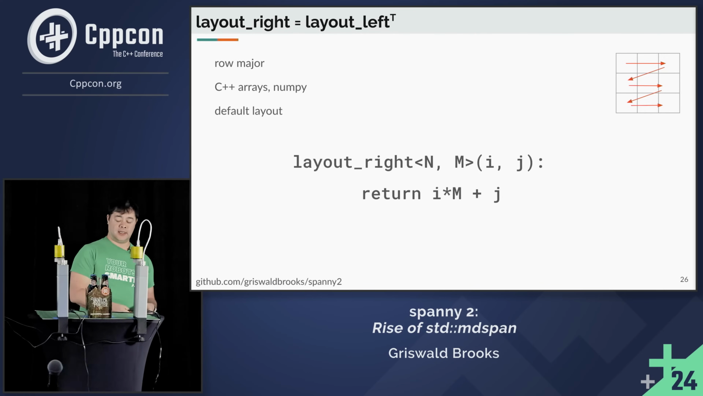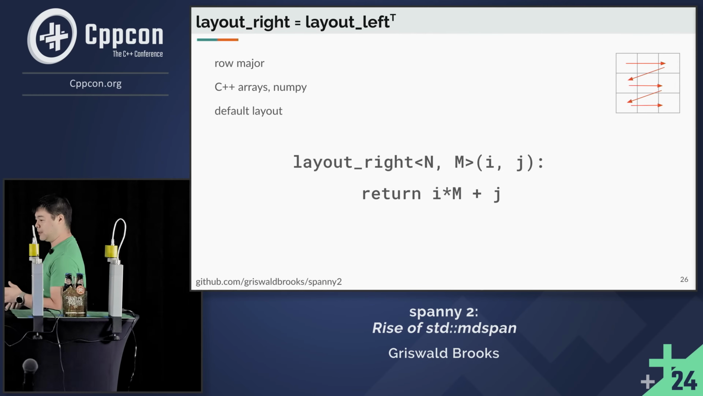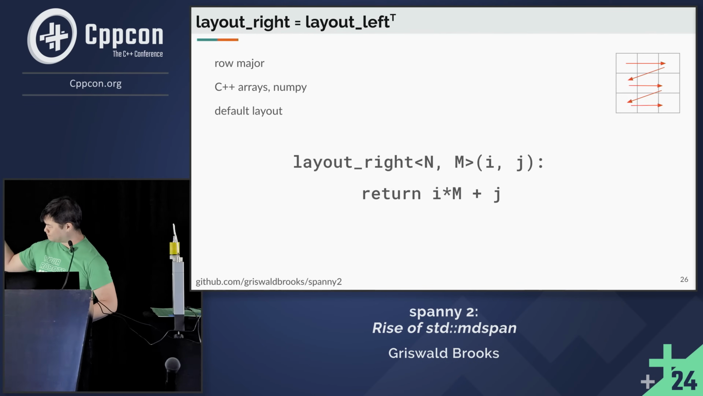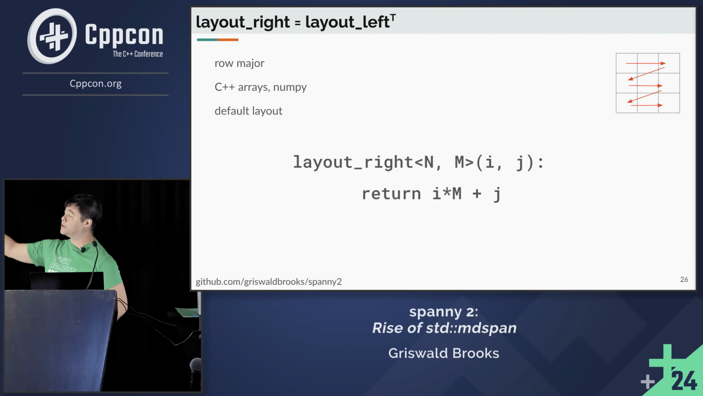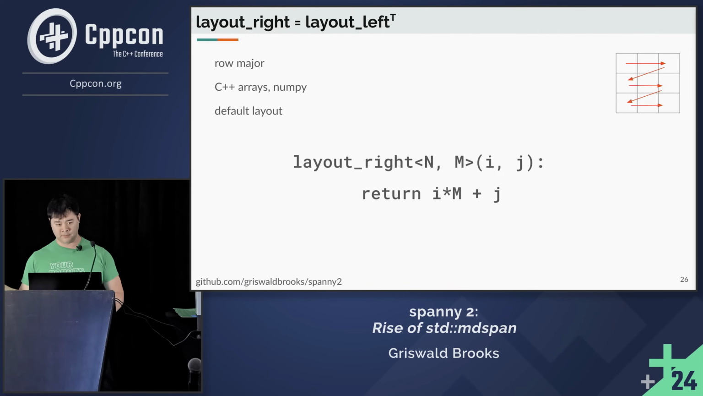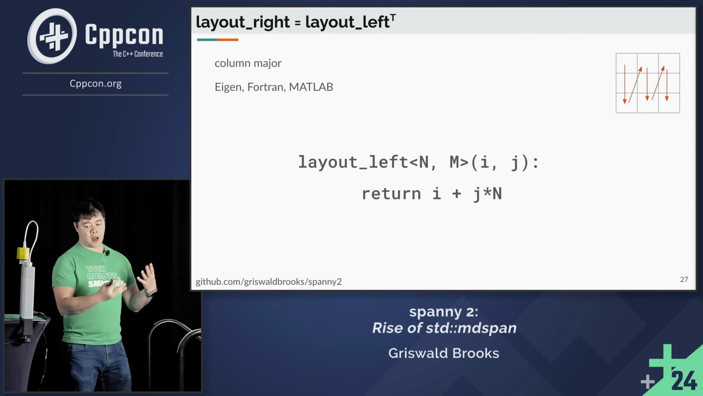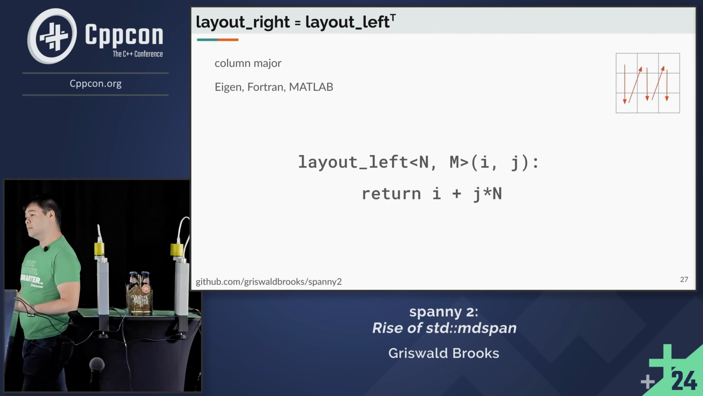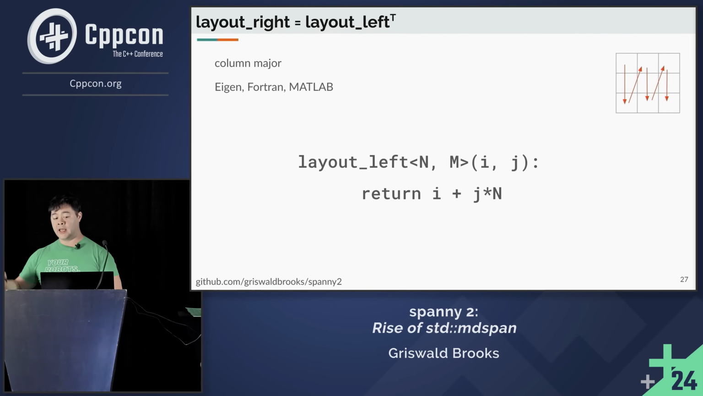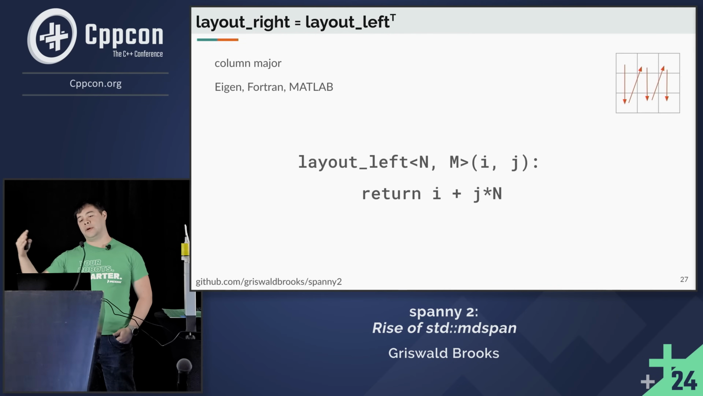This is what you would see in a C++ array. This is what you see in NumPy. This is how it comes by taking the indices, right, and multiplying, in this case, the first index by the width of the data and returning that. The opposite of that, literally, is layout left, which is column major, right? Eigen, Fortran, MATLAB, they all use column major representation, right, going up and down. And here you can see taking the indices, instead of multiplying I by the width, we're going to multiply J by the height.